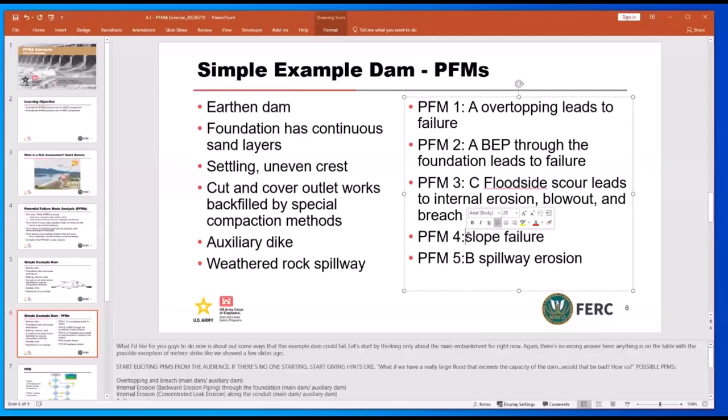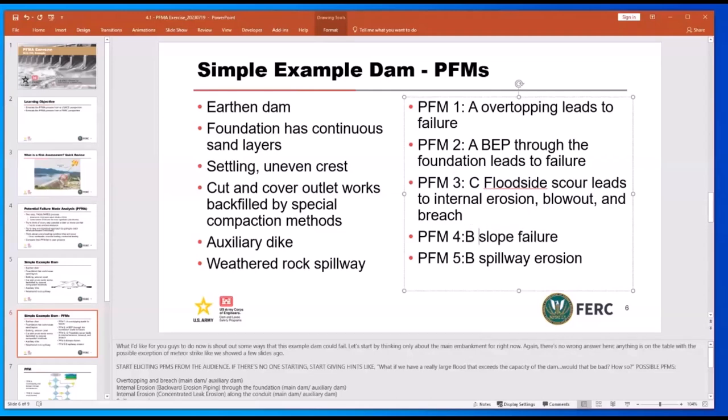We want to talk these discussions out sufficiently to say we're going to look at this failure mode in the risk assessment, or we're not. And we need to document why we're not. So let's call this part done. We've got at least two risk drivers, overtopping and BEP through the foundation. We'd have two that maybe we want to talk about a little bit further, but we're a little bit pressed for time here.